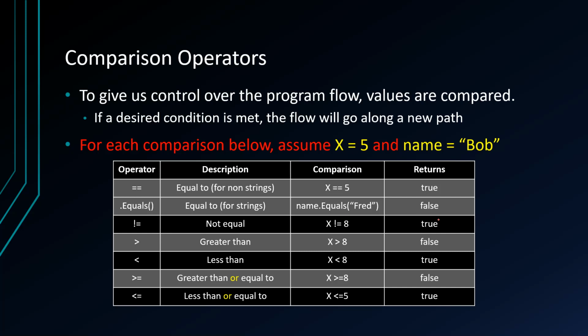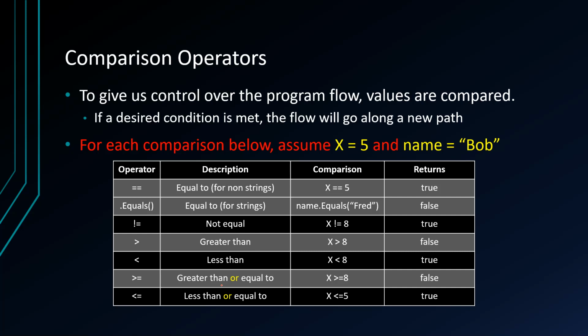So this is a true statement. Okay? 5 does not equal 8. True. All right, now these next two you've seen before in math class. Greater than, less than. Now, it's always a comparison from left to right. So is x greater than 8? Well, the current value of x is 5. So is 5 greater than 8? No, it fails. Now we have less than. Is 5 less than 8? Yes, it is. True. Great.